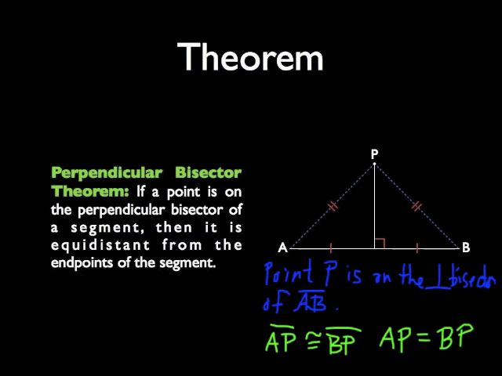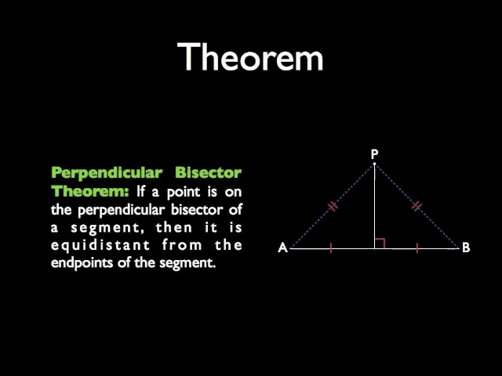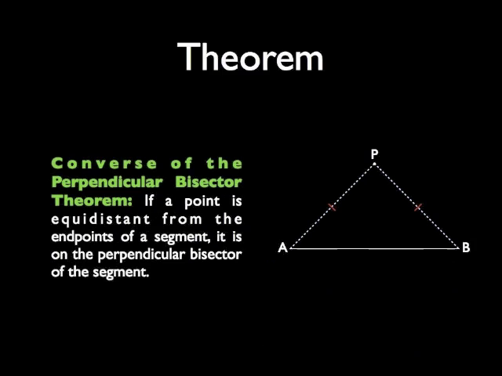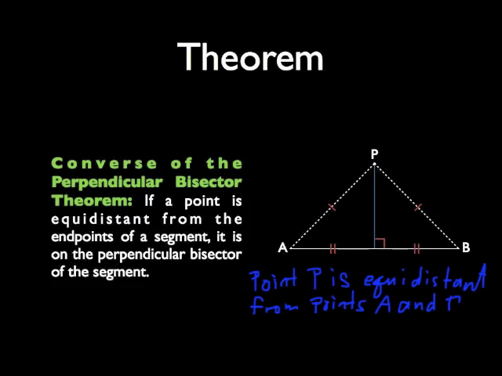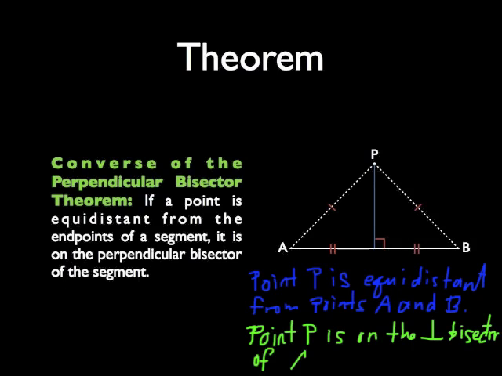Now, along with the perpendicular bisector theorem, we also have its converse. Its converse reads, if a point is equidistant from the endpoints of a segment, it is on the perpendicular bisector of the segment. So since we know that point P is equidistant from points A and B, then we know that point P is on the perpendicular bisector of segment AB.